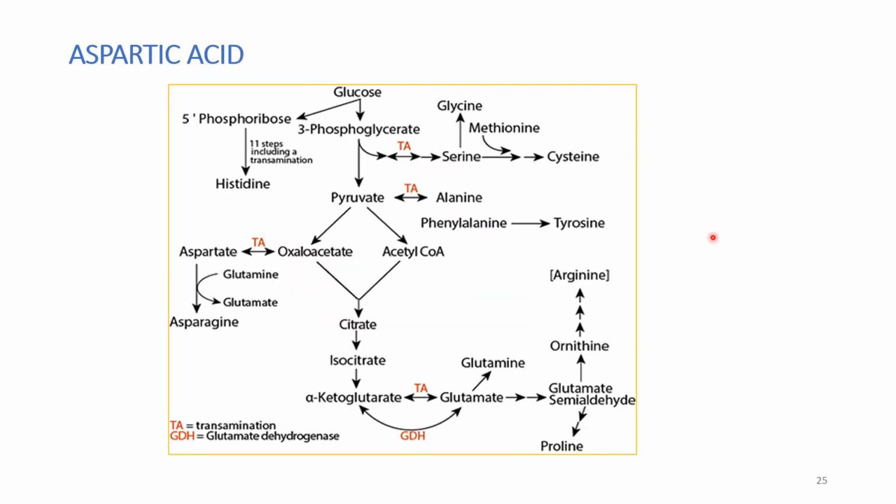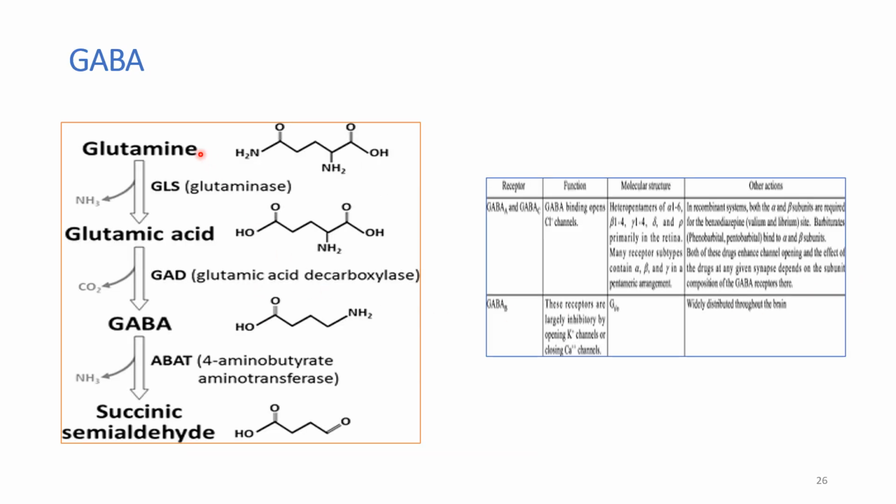Next, coming to aspartic acid or aspartate. This is the next amino acid neurotransmitter. This is the formation of aspartate through oxaloacetate from the Krebs cycle. It is also an excitatory neurotransmitter; glutamate and aspartate are both excitatory neurotransmitters.